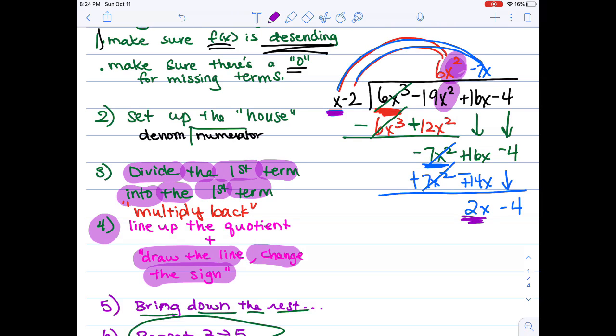2x divided by x is just positive 2. And now we multiply back. 2 times x is 2x. 2 times negative 2 is negative 4.